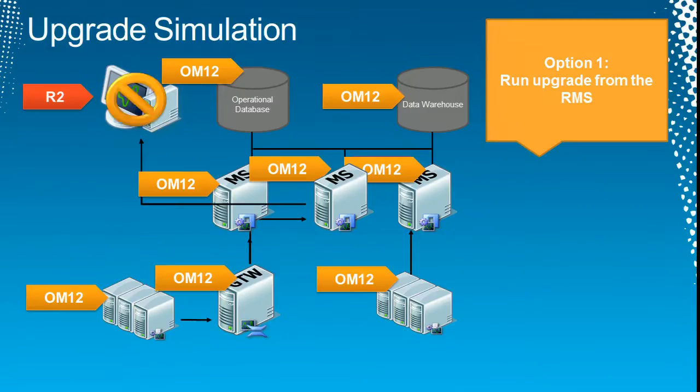Now, once the database has been upgraded, your R2 console will no longer work. We've gone ahead and crossed over to being OM12. So at this point, your R2 console doesn't work anymore. What you'll have to do is either upgrade your R2 console or just install a new OM12 console and point to one of the management servers in that collection.